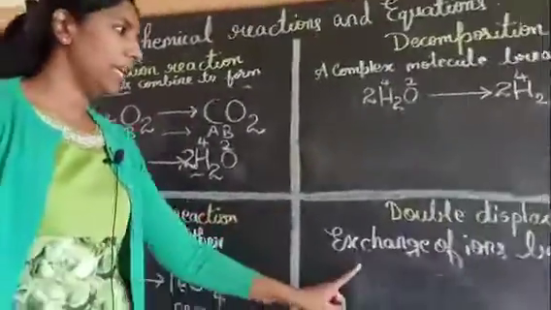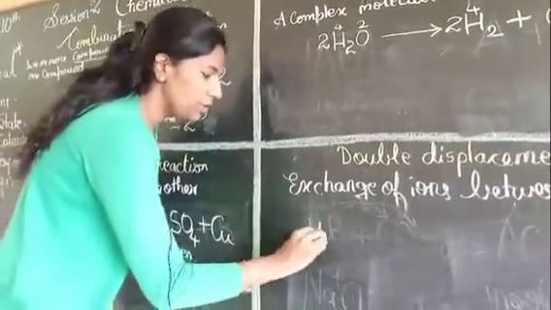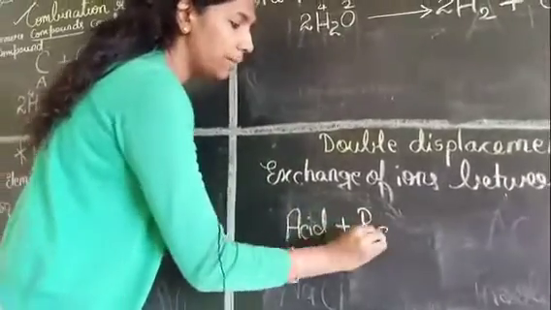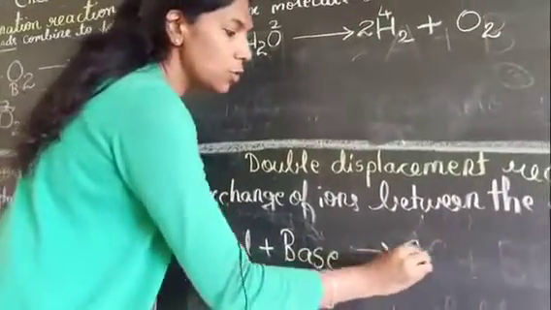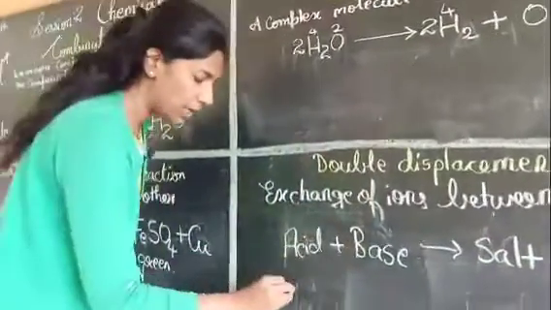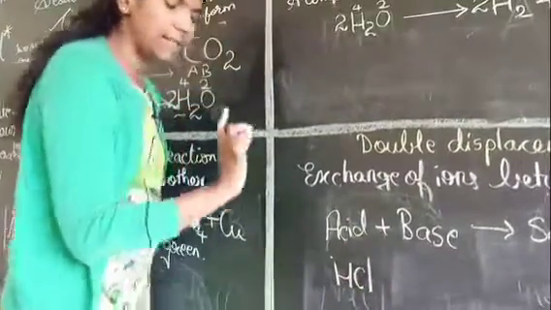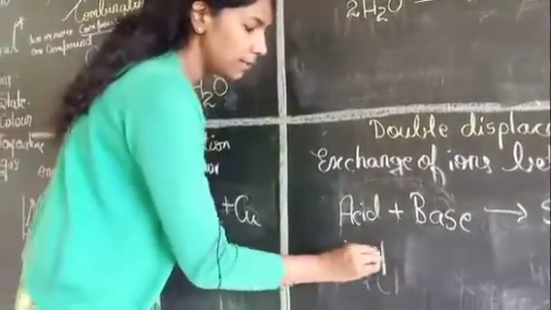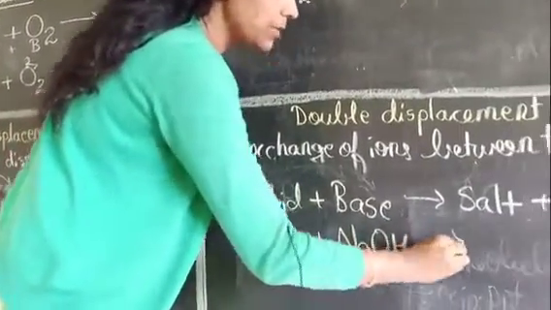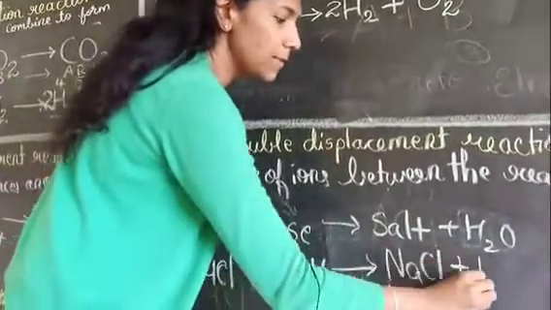So the last one we have is the double displacement reaction. We have the very easy one, that is acid plus base gives salt and water. You have the easiest one, children. You have learned it. So I am going to take any acid, the simplest acid, that is HCl. Then the base I am going to take is NaOH. It's going to give a salt, that is NaCl, plus water.